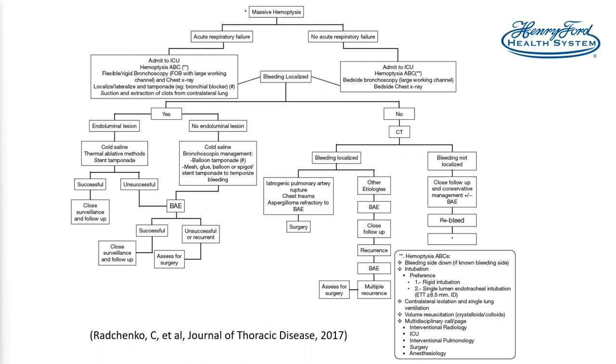And then comes the role of flexible bronchoscopy. You send them, and depending on whether there is an endoluminal lesion or no endoluminal lesion, you can see it here. That's where you start using cold saline, the thermal ablative methods, the tamponade, and then you go down. If it doesn't work, then you get bronchial artery embolization. If it doesn't work, you send them for surgery. Whenever you have time, it's actually a nice algorithm to follow.